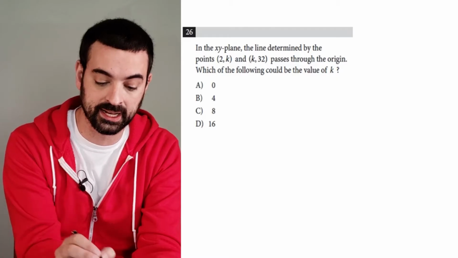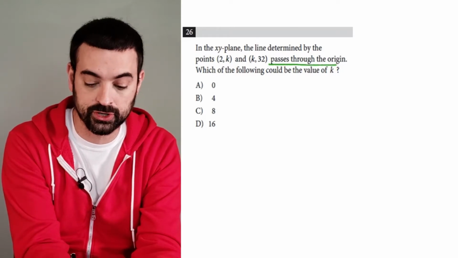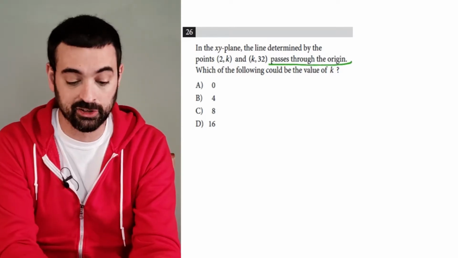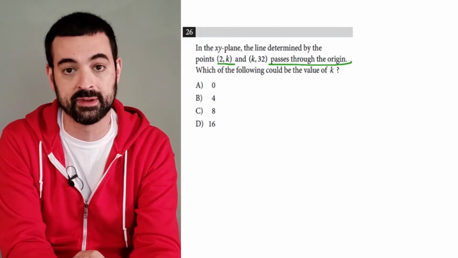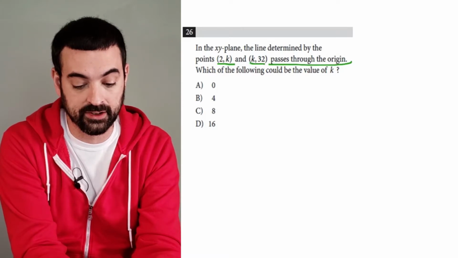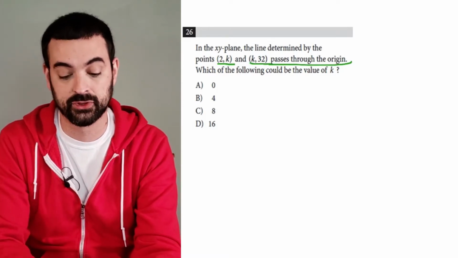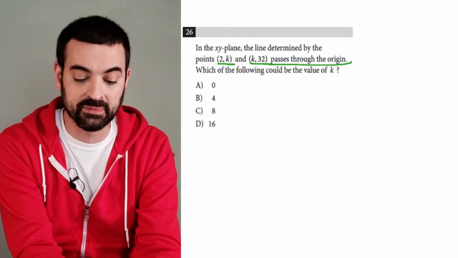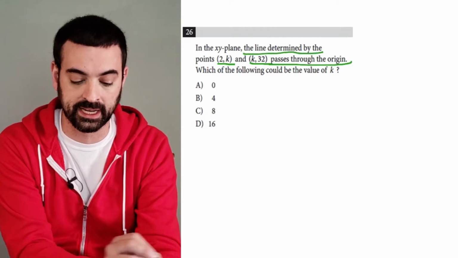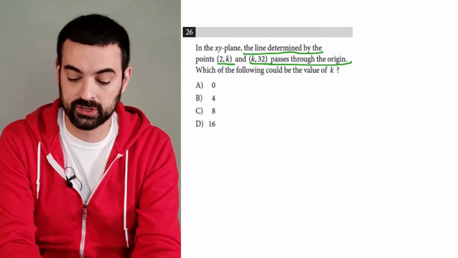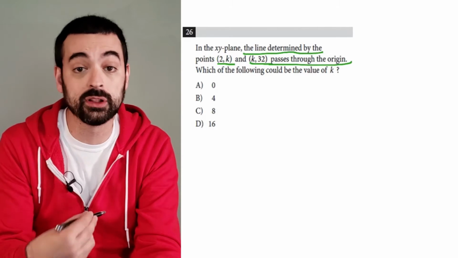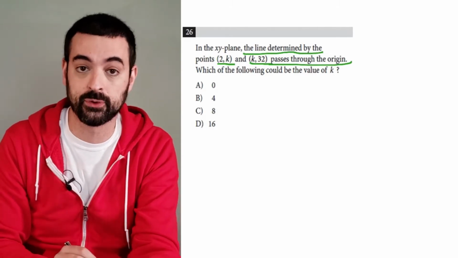Let's look at an even more complicated question that can be made simple because we know that the line passes through the origin. In this case, we don't know the y value of the first ordered pair. We just have 2, k. We don't know the x value of the second pair, k, 32. We know that they're on the same line because the line is determined by each of them. And we know that the line passes through the origin. We can actually use all of this information to solve for k.